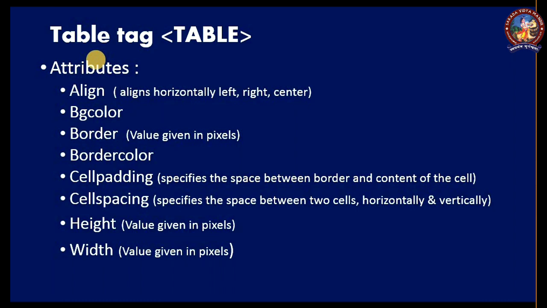Border is used to provide the border, that means the thickness of the border is defined in pixels, that is how thick or how thin. Border color also you can provide. Cellpadding and cellspacing, these two are very important. Cellpadding defines the spacing between the cell border and the text, and cellspacing defines the space between two different cells horizontally and vertically. Later we are going to use those. Then height and width define the height and width of the entire table.